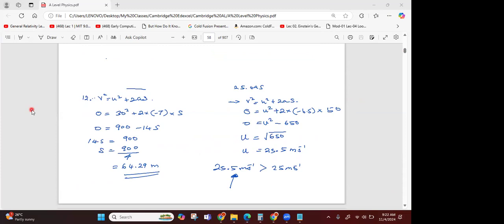So should I write for the last part of the question? It was here, right? So here we can say that 25.5 meters per second is greater than 25 meters per second. So then we can say, yes, the car has exceeded the speed limit. Okay. Thank you.